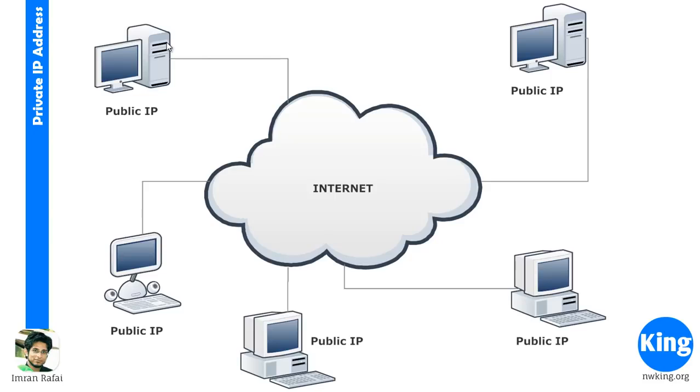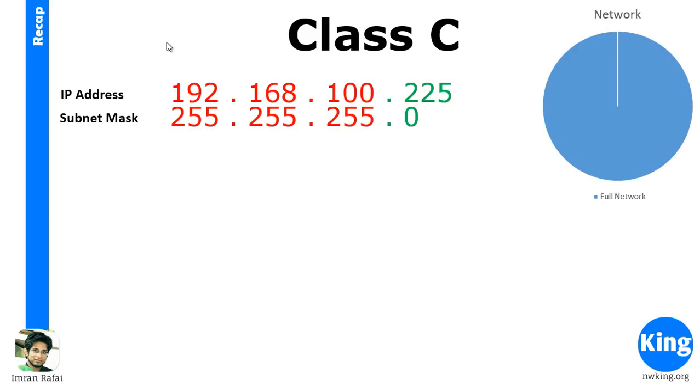That is what happened, and internet IP addresses were running out very, very fast. That is about the time when they realized that there was a need for subnetting, where they could break down these large networks and treat them as separate networks. So before we go into subnetting, let's do a recap and see how Class C IP addresses work.